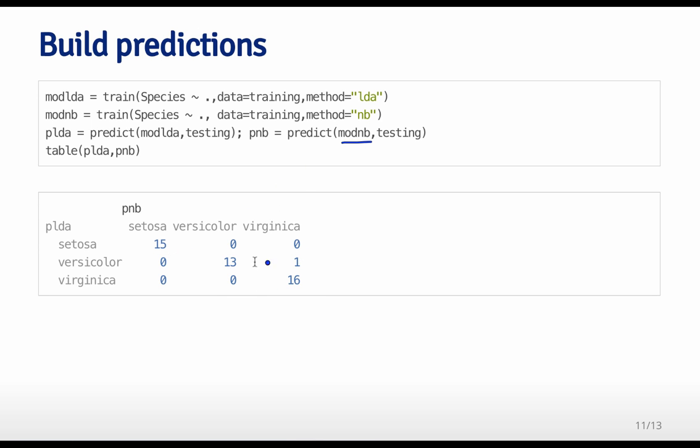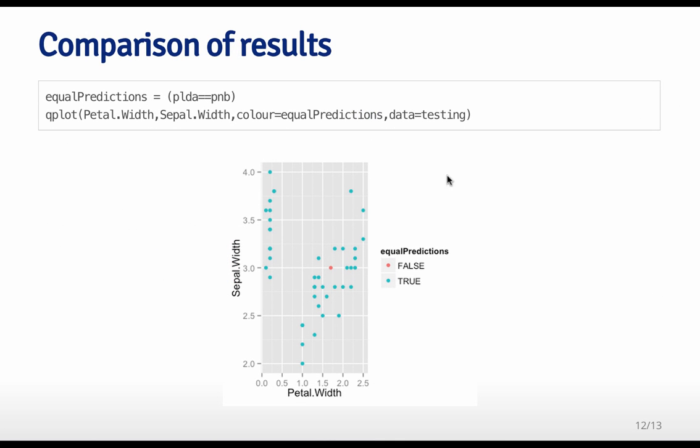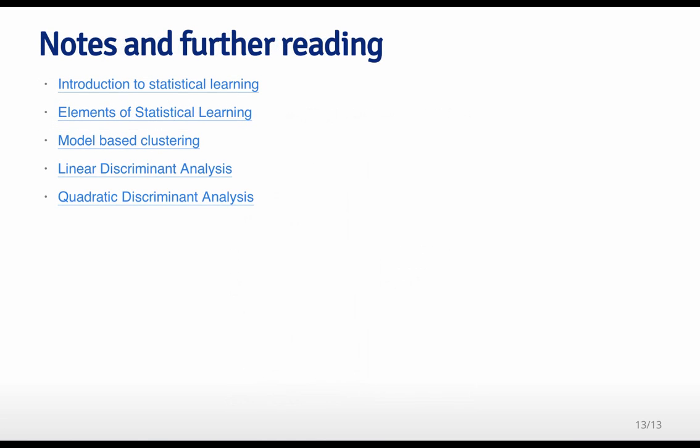And we can see that the predictions agree for all but one value. So even though we know that the features or the predictors are dependent here, using the naive Bayes classification gives very similar prediction rules to the linear discriminant analysis classification. And so we can do a comparison of the results, and we see that just this one value, the value that appears right here between the two classes, appears to be not classified in the same way by the two algorithms. But overall, they perform very similarly.